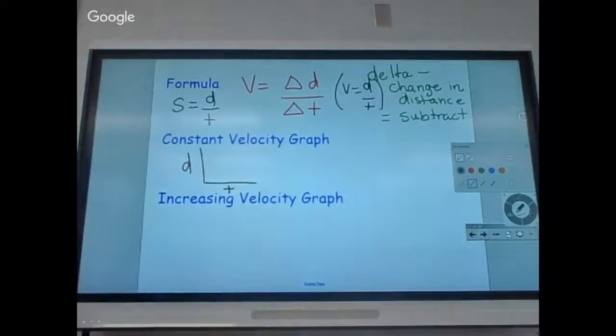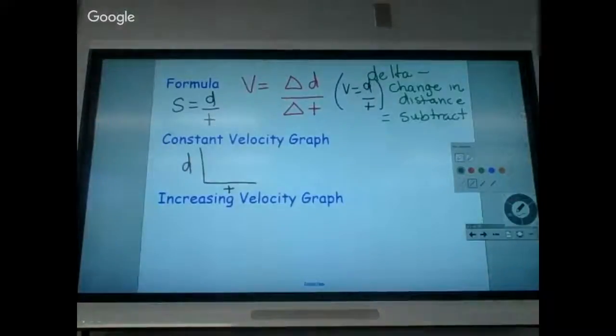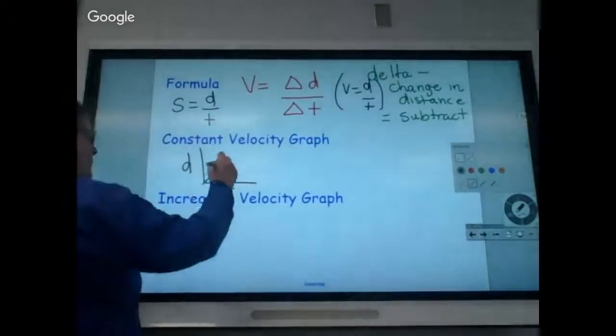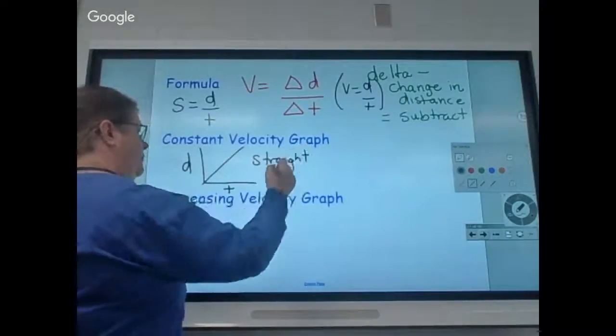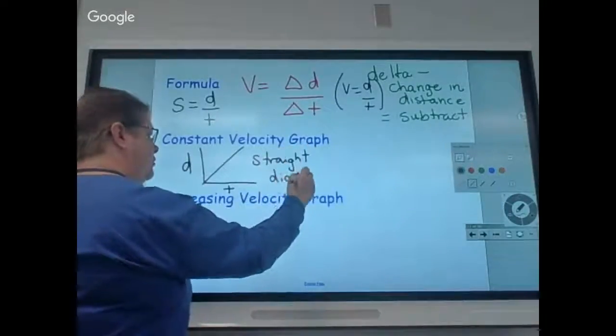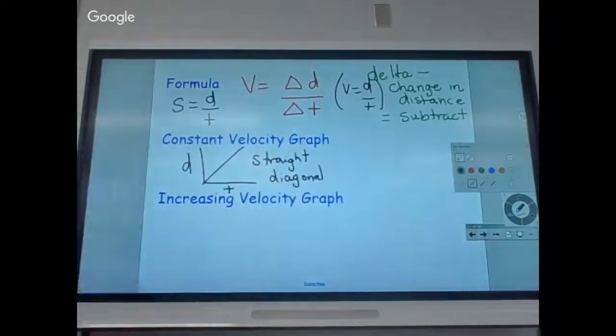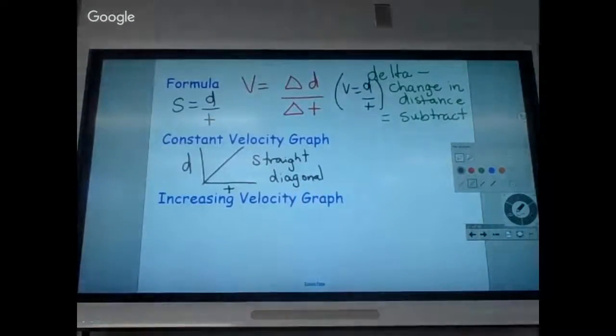Now, how are we going to show constant velocity? Very good. So how are we going to show constant speed? What kind of line? What kind of straight line? There you go. It's got to be straight, and it has to be diagonal. That's why I asked those words earlier and on Friday, because straight doesn't always imply diagonal. And to be a constant velocity graph, it has to be labeled distance and time, and it has to be diagonal.